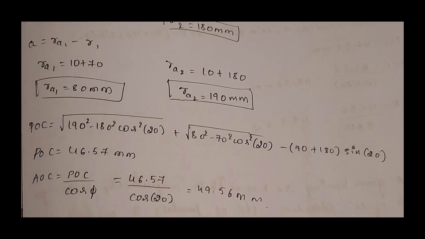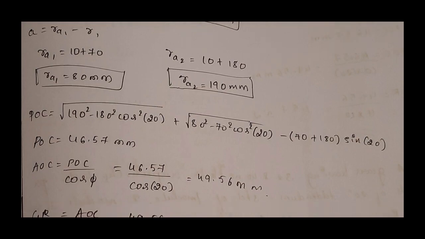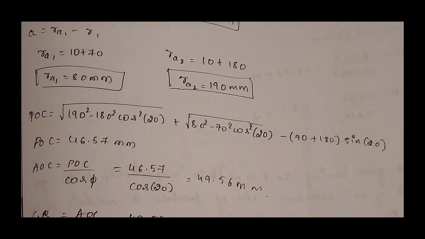Now, once you know the path of contact, you can easily find out the arc of contact. AOC is the arc of contact. That is equal to path of contact divided by cos phi. Path of contact is how much? 46.57 divided by cos phi. By using a simple mathematical calculation, you will come to know that the arc of contact is equal to 49.56 millimeter. So the arc of contact is 49.56 millimeter.